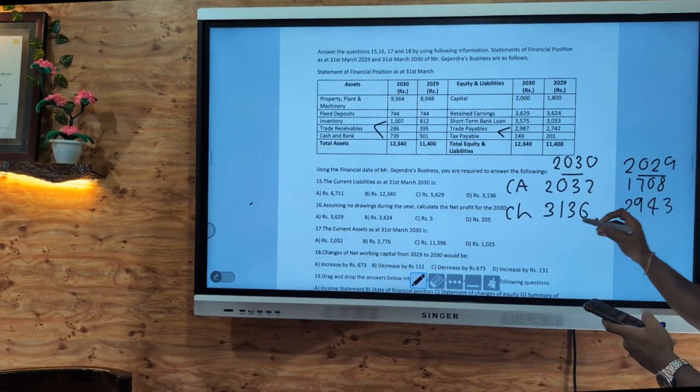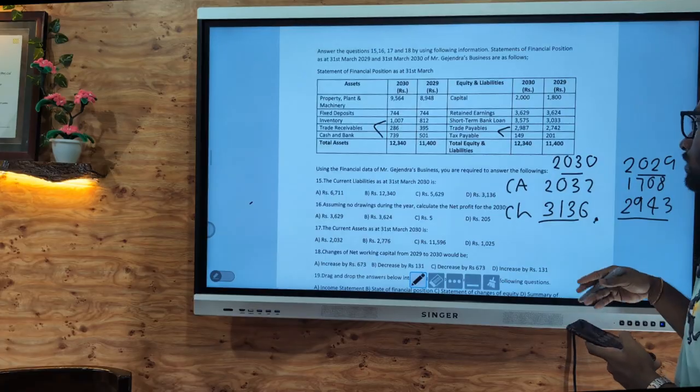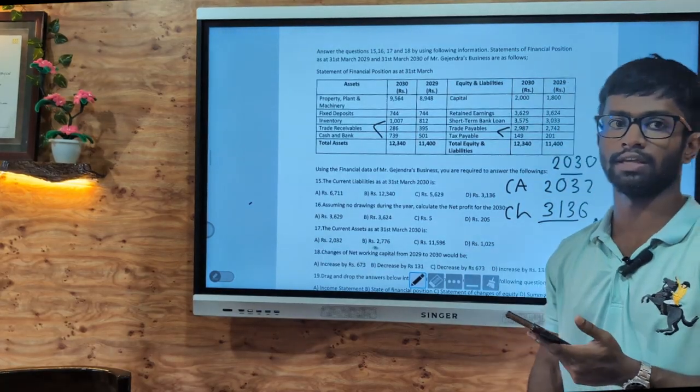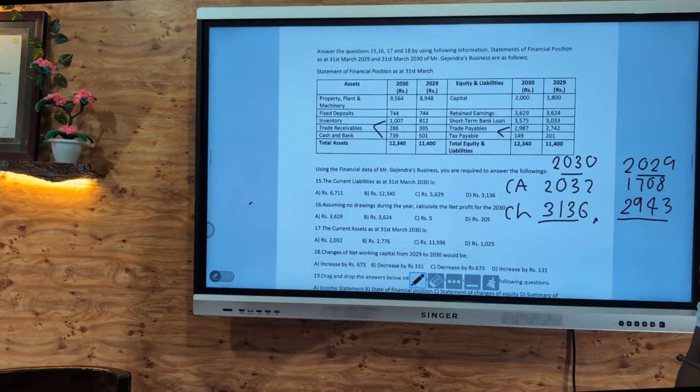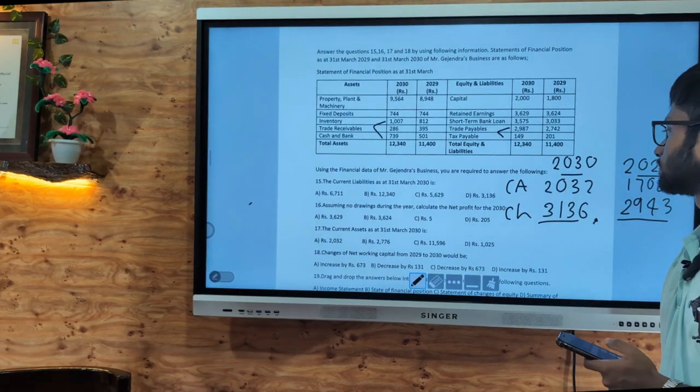2,943. Now, by looking at this, you should get an understanding. This business doesn't have enough current assets to cover their current liabilities. So that's not a good sign.